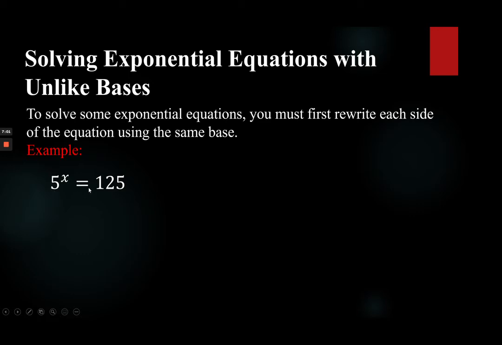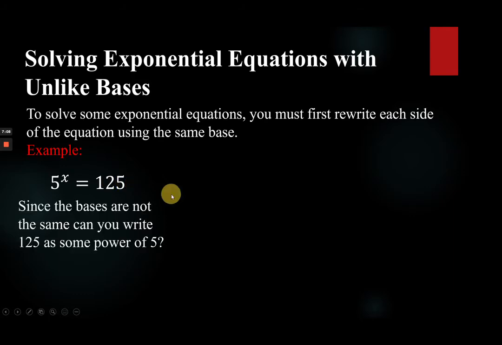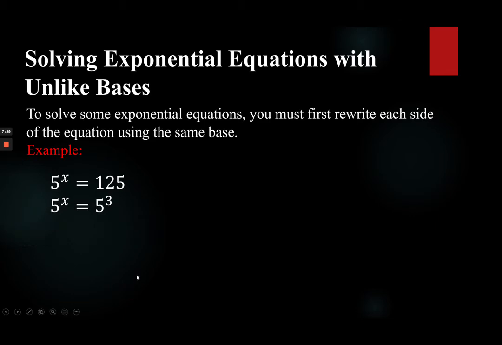Example: 5 raised to x is equal to 125. 125 is actually a perfect number. To explain, since the bases are not the same, you can write 125 as some power of 5. So 5 raised to what number is equal to 125? Actually, it's 5 cubed, because 5 squared is 25. It's 5 cubed. So by just rewriting 125 into 5 cubed, we now have the same base.